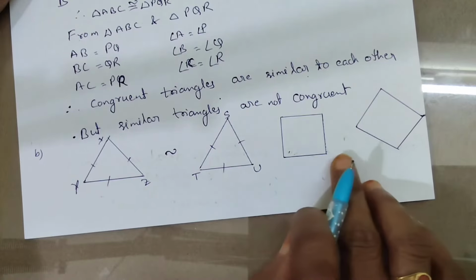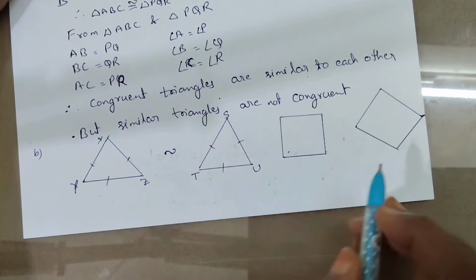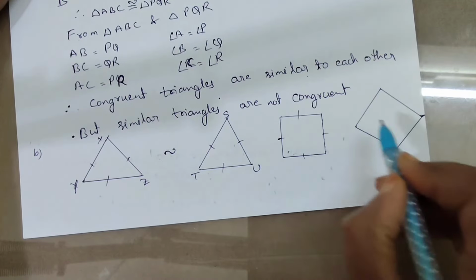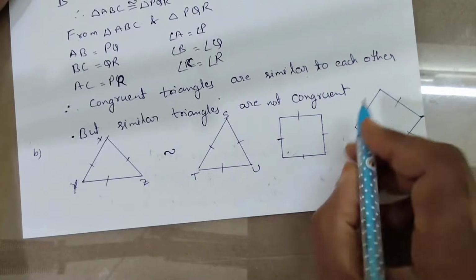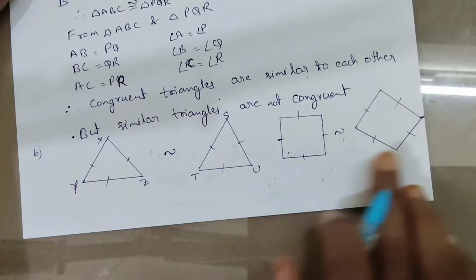Next, here we take the square. Square means four sides are equal. So next, the same square we rotate 45 degrees. After rotating, this picture is also equal. So these two are similar.